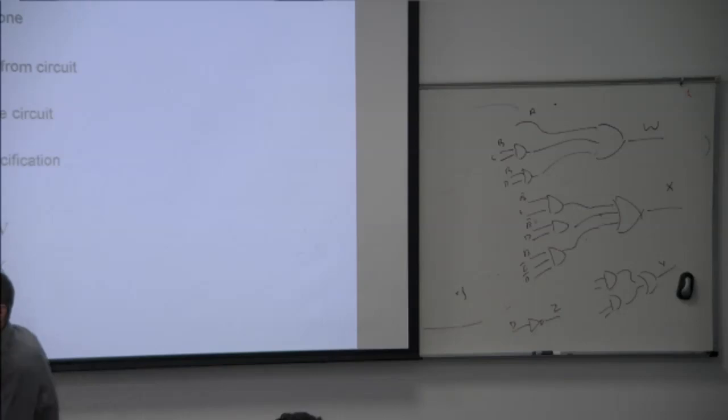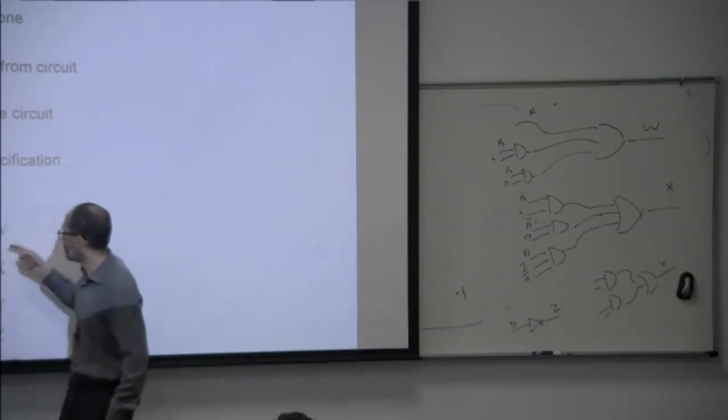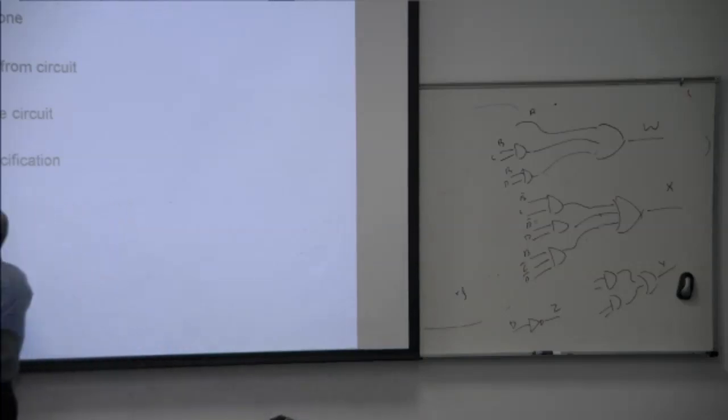0, 1, 1, 1, because it's ABCD. So you apply all the inputs. If the input is 0, 0, 0, 0, the output should be what? 0, 0. Okay, please look at here. This input is 0. This input is 0. W is what? 0. 0, 0. Now this is 0. C is 0. 0, 0, 0, 0. It is also 0.